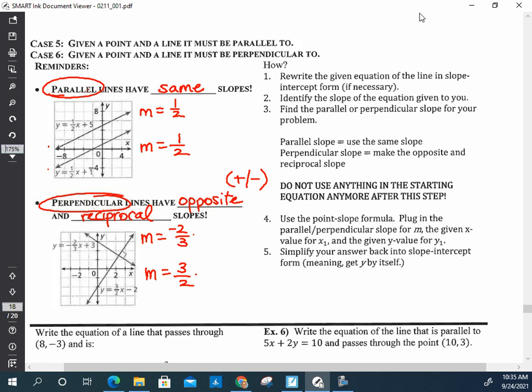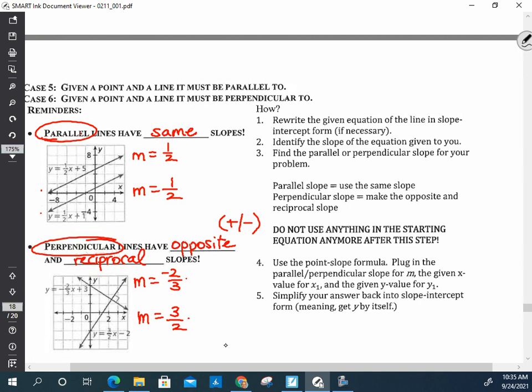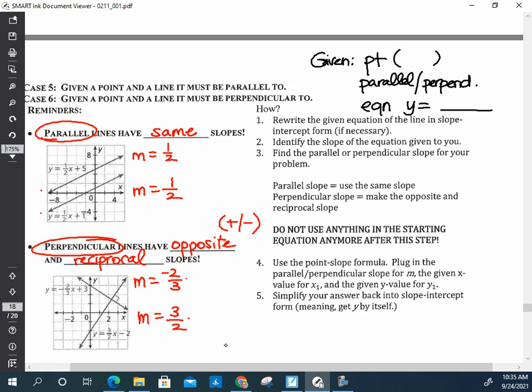When we are writing the equation of a line, there are three things that will be given to you. The first thing will be a point. Second, you will be told whether you want parallel or perpendicular. And then lastly, you'll be given an equation, y equals something, or something in standard form that you would have to rewrite. Each of these parts serves a purpose for solving your problem.